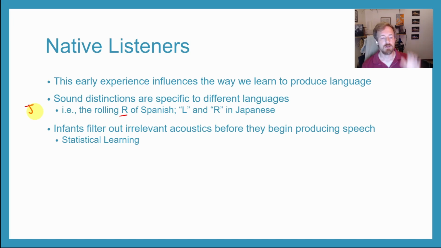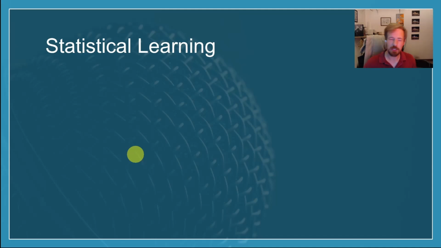This happens, as you might expect, at an extremely early age, and this is called statistical learning. Statistical learning is, and if you took my cognitive psychology class, we talk about it there too. If you took a developmental psychology class, you probably learned about it there as well. Statistical learning is not about learning about statistics.